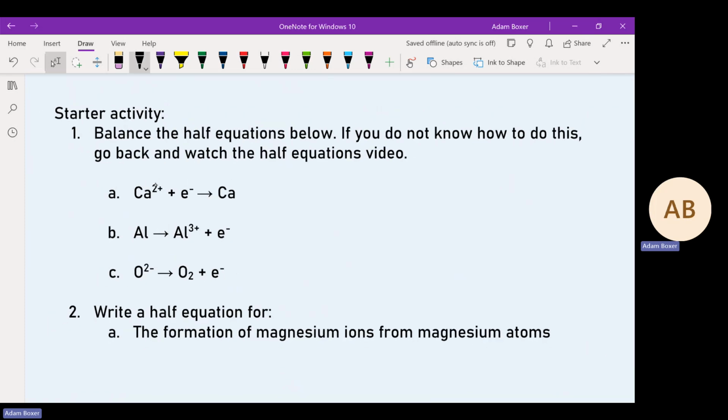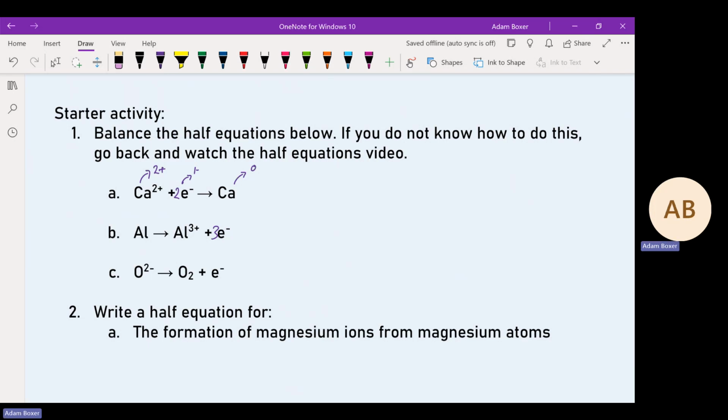When I look at this one, I can see that I've got 2 plus on this side and 1 minus on that side. Now, overall, that's going to give me a charge of +1 because 2 take away 1. But on this side, I don't have any charge at all. So in order to make that balance, I'm going to put a 2 over there. I'm going to follow the same process for the next question. I can see I've got 3 positives over here, but only 1 negative. So I'm going to put a 3 over there. And that's my equation then balanced.